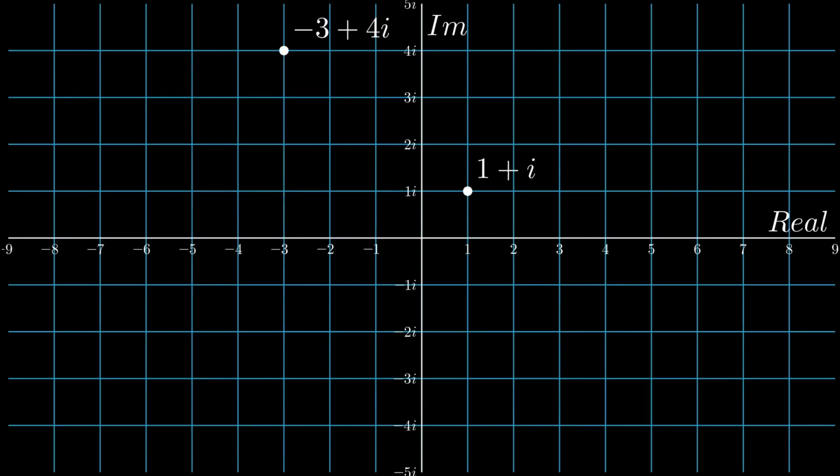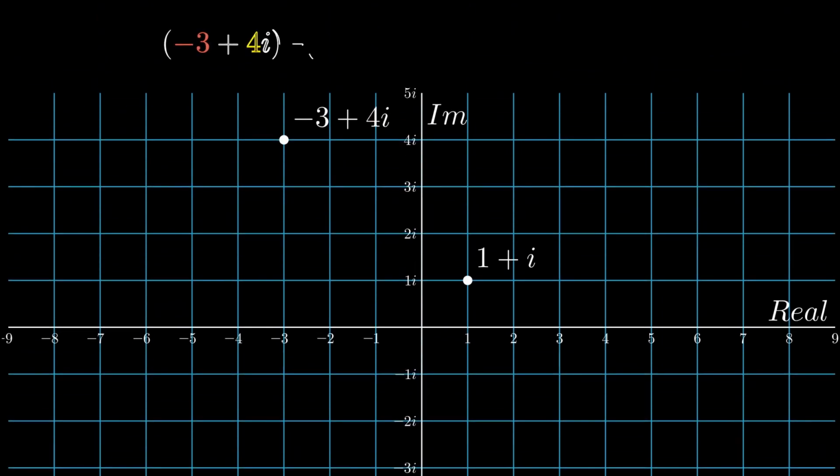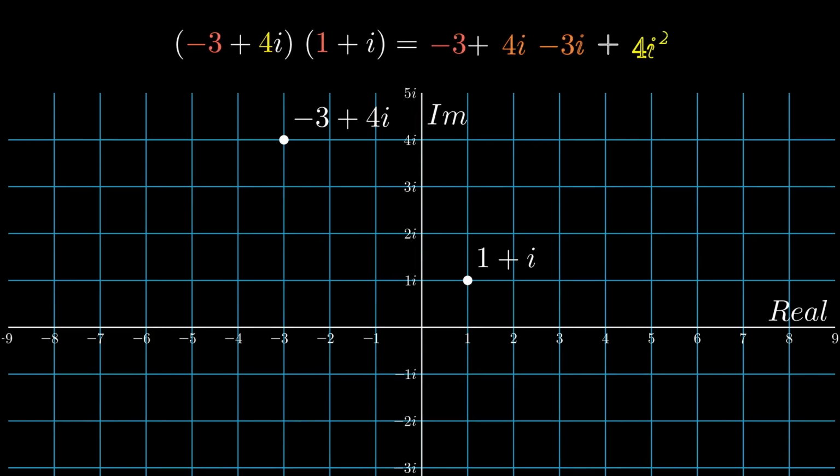We can add and subtract numbers by looking at their individual components. So -3 plus 4i minus 1 plus i would give -3 minus 1 plus 4 minus 1i, or -4 plus 3i, which would be here on our Argand diagram. With multiplication, we can just expand the brackets. So with our numbers from before, we get -3 plus 4i minus 3i plus 4i squared, which becomes -7 plus i, as i squared is just -1.